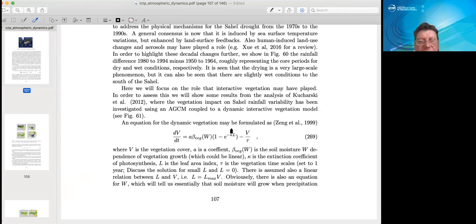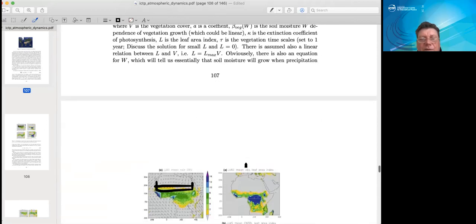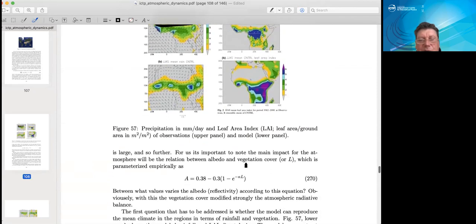But if the vegetation cover is not so large, then it's important how large this term is. And then there's a decay term. If we don't produce any vegetation through rainfall and sunlight being available, then at some point the vegetation will die if there's no moisture and no sunlight. So that is one of the equations that is used in such a model.